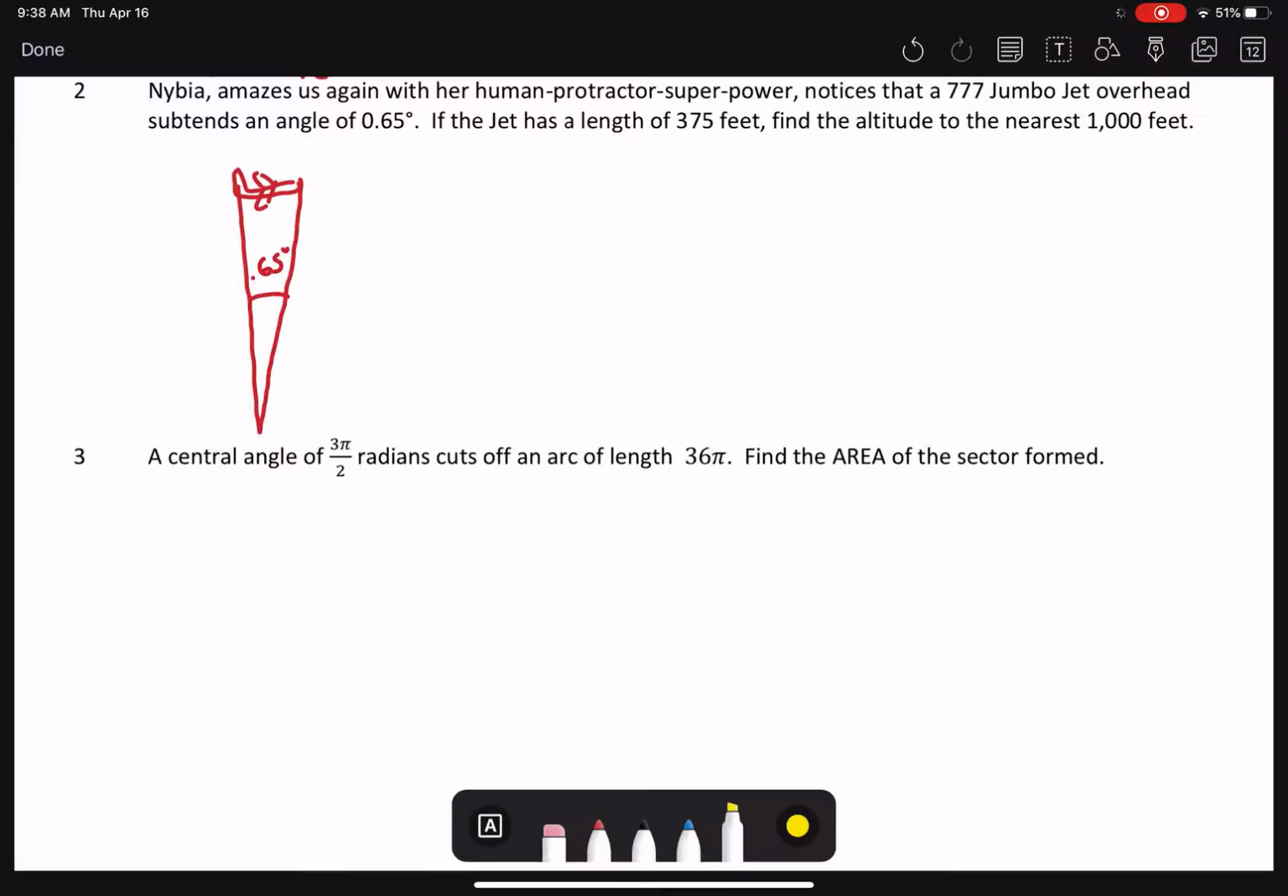I don't know why my highlighter isn't showing up. This could almost be represented as a straight line. A straight line and an arc with such a huge radius and such a small angle are virtually the same thing. And so what we're doing is we're saying, well, arc length is equal to radius times theta, and we're going to use the 375 as the arc length.